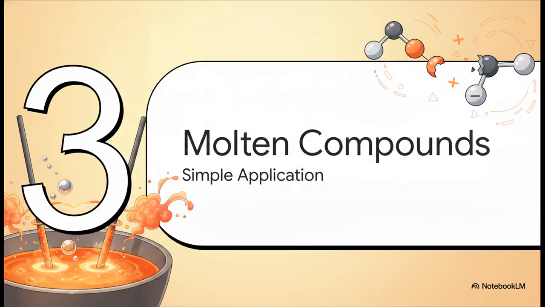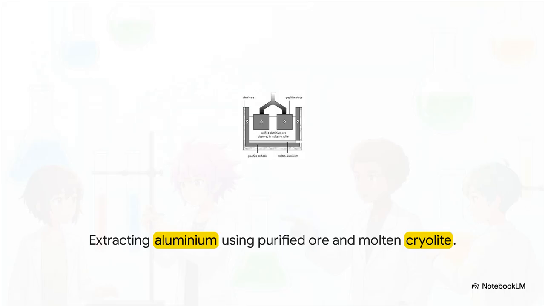All right, section 3, electrolysis of molten compounds. Let's look at a massive, real-world industrial setup for extracting aluminum. Here's the problem. Aluminum oxide is incredibly stubborn. It takes a completely absurd amount of heat and energy to melt it down. So industrially, we use a really clever hack.